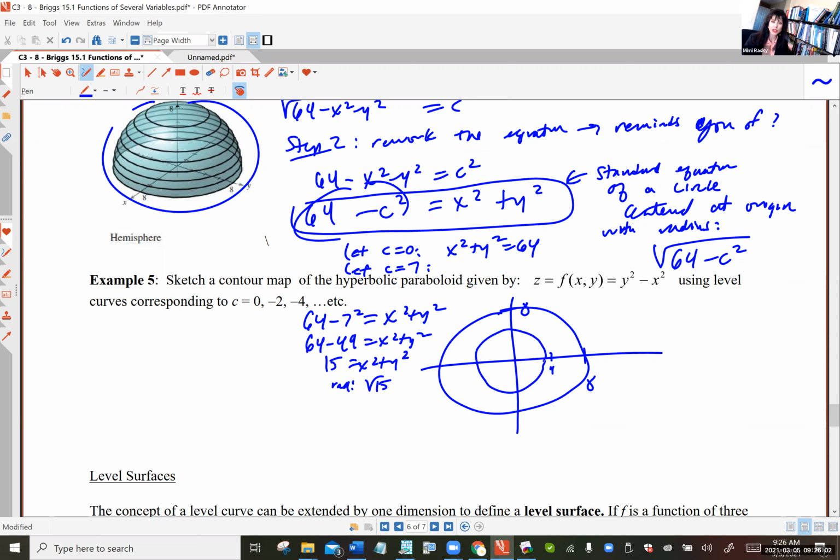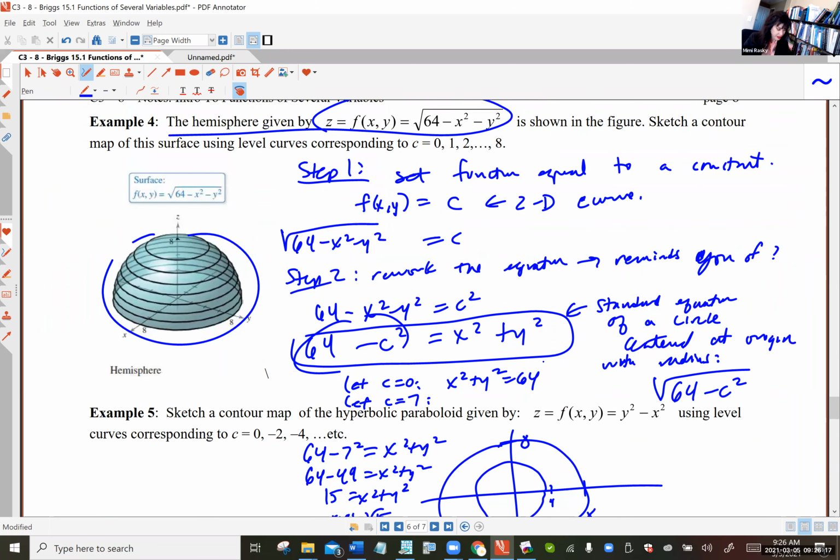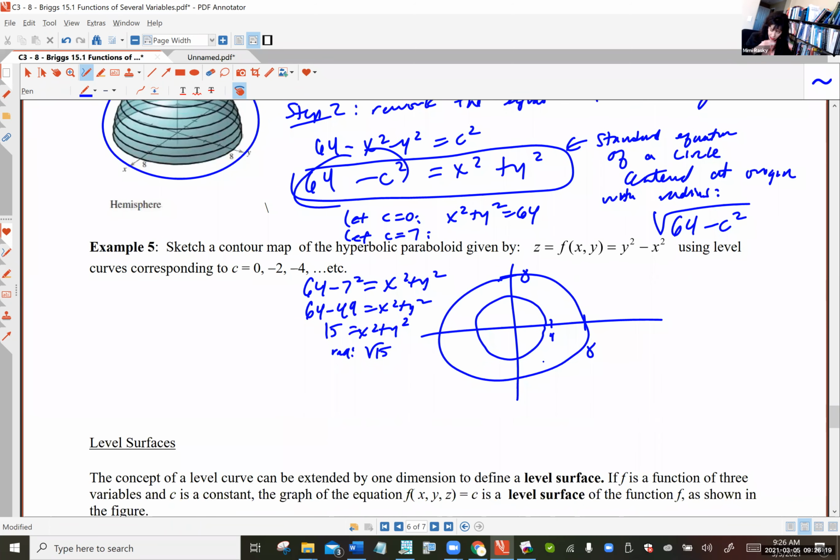Okay, and you could do some more values of c and keep going, although you probably want to limit it to no more than c being 8, because then you'll get a negative radius and that's impossible to graph. If I do c equals 8, I just get a dot, and with different values of c you'll get a bunch of concentric circles. So we're done with that. Not too hard.